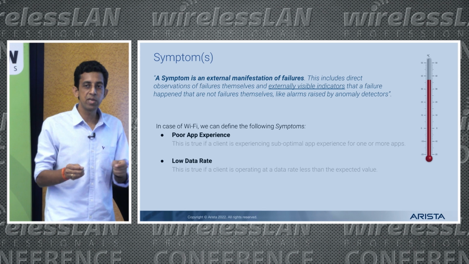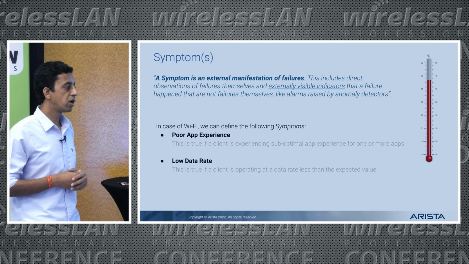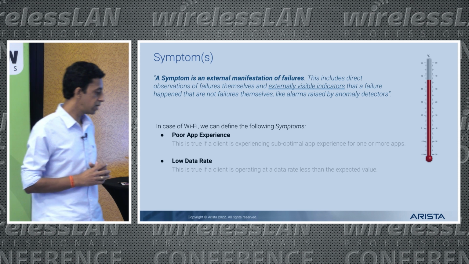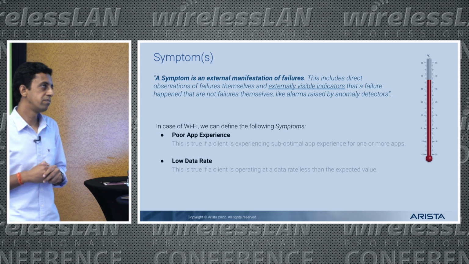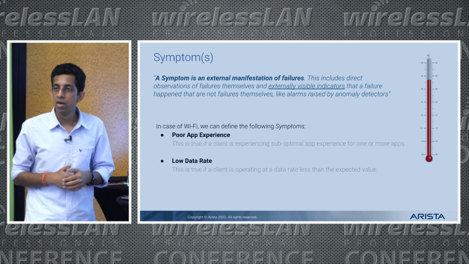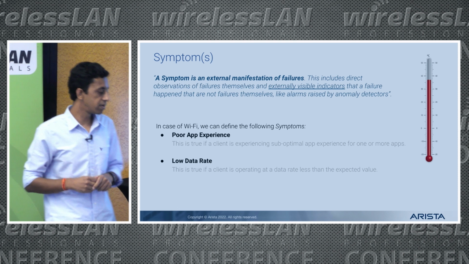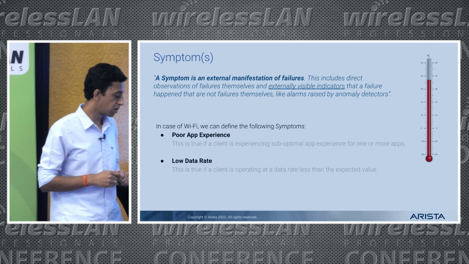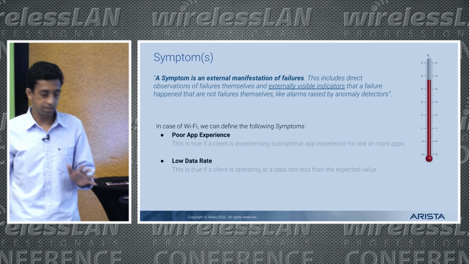And measuring symptoms is itself an important thing. So how do you measure a symptom is important. The other one can be low data rate, but low data rate is not a very good symptom to deal with because an IoT device may transmit at a low data rate by design, right? So what you really want to focus on is whether the application experience is good or not. So that is what a symptom is, something that you can measure externally.